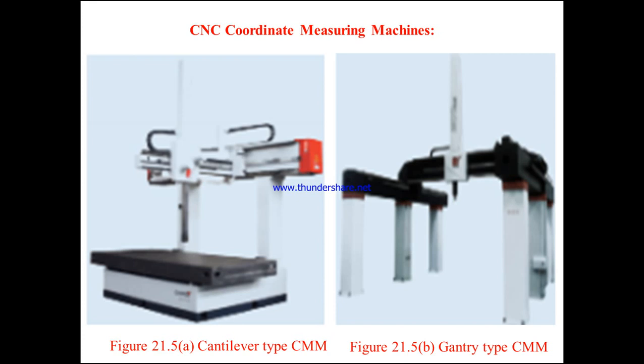So for this coordinate measuring machine, we are going to have a probe at the end. If it is a cantilever type, at the end of this cantilever we are having a probe, and in the gantry type also we are having a probe. The probe is used to detect the dimensions or inspect the part. Apart from the dimensional measurement, these machines are also used for profile measurement.